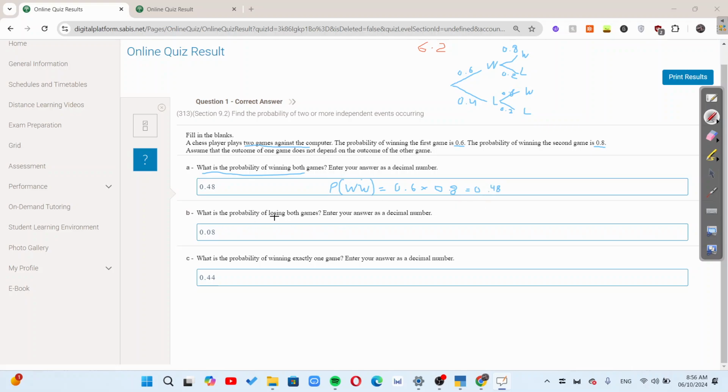Now for part B, they're asking what's the probability of losing both games. So what's the probability of lose-lose? It's equal to 0.4 times 0.2, which equals 0.08 if you do it on your calculator, because calculators are definitely allowed.